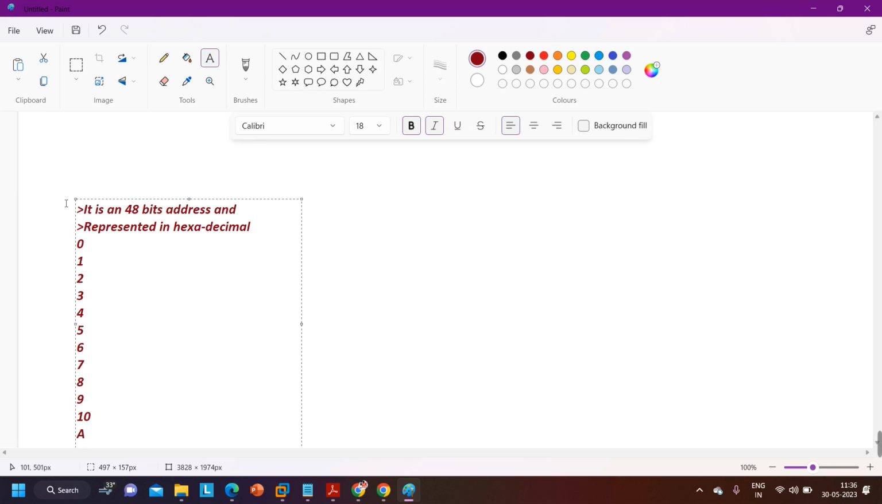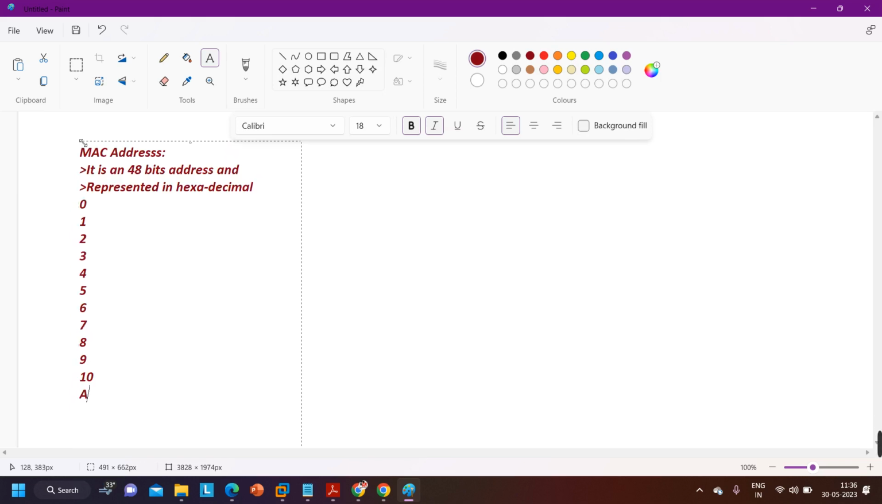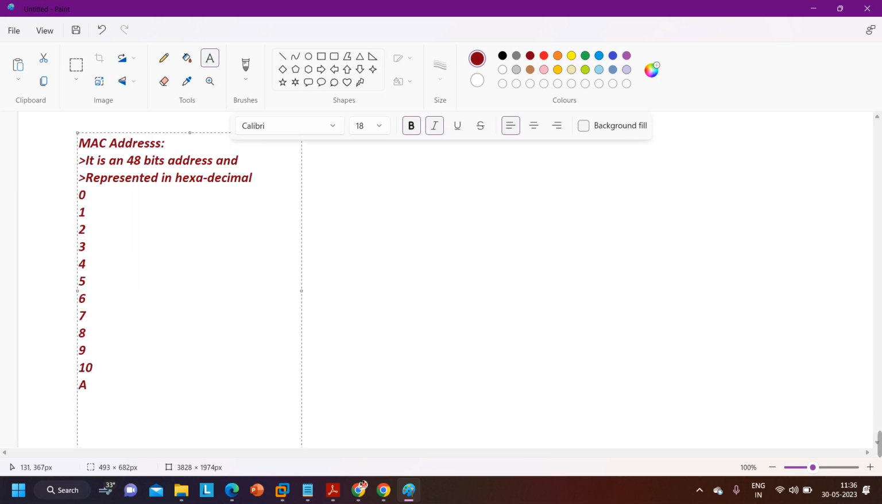After that, B, C, D, E, and F. These are the 16 characters of hexadecimal. So to represent one hexadecimal character, you need only 4 bits.